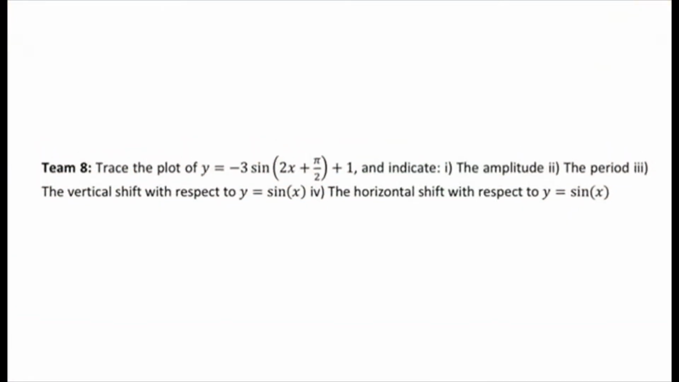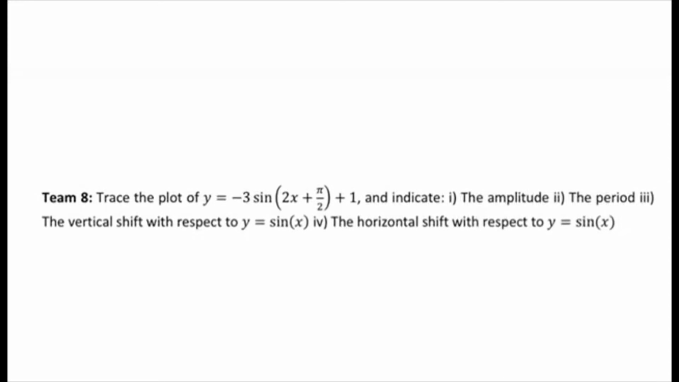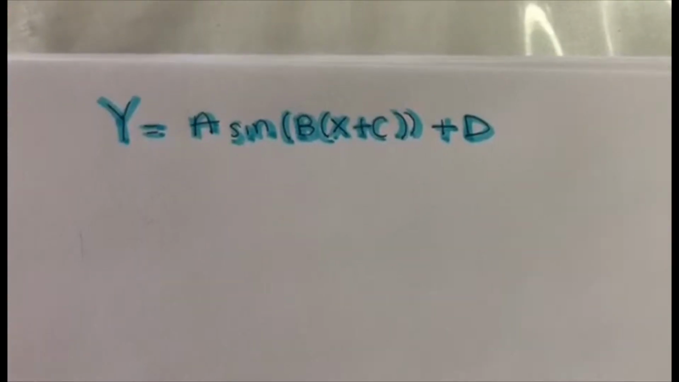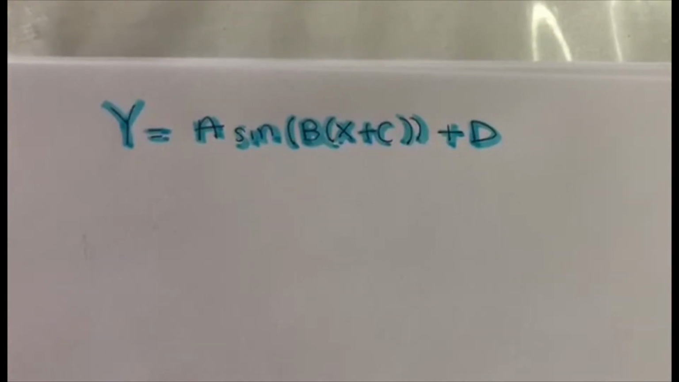For our final project, we were asked to solve the following question. In this question, we are asked to find the period, amplitude, vertical shift, and horizontal shift. But what are they? This is the general formula that we need to understand to be able to answer the question.